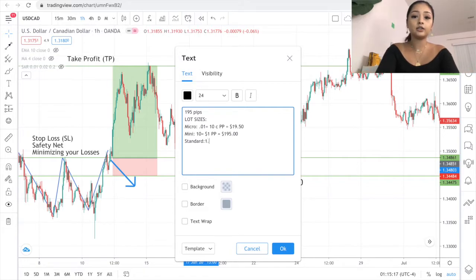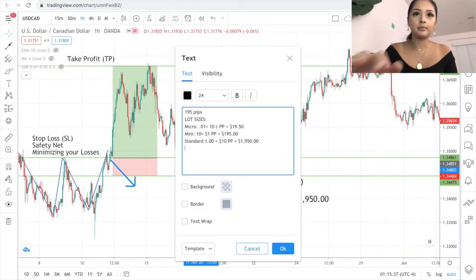Standard lot size looks like $1, but it's actually $10 per point, meaning that on that trade you would have made about $1,950. Now it goes on and on. You can risk more than one. This is called one standard lot. Some people go for another standard, right? So it looks like that, okay, but it's actually 100, and you guys do the math. That's a lot of money.